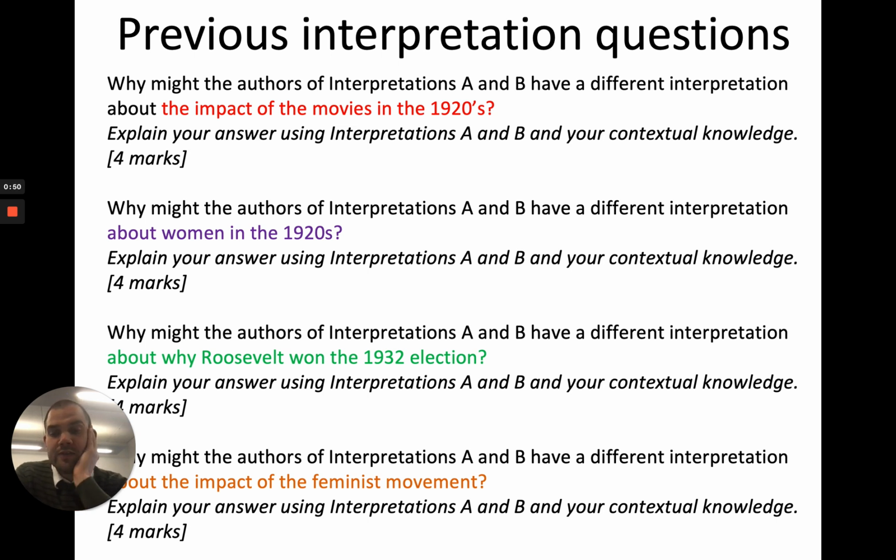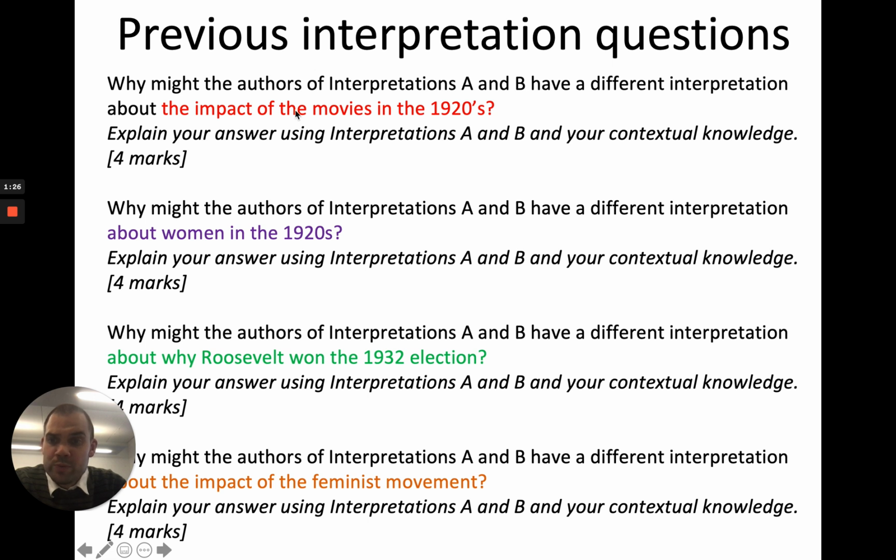The structure of question 2 is always exactly identical. It's always: why might the authors of interpretations A and B have a different interpretation about something? Both interpretations will be about a specific issue and you have to explain why their interpretation of that thing is different. In this case, it's about why their interpretations about the impact of the movies in the 1920s are different. This one is about women in the 1920s. This one about why Roosevelt won the 1932 election. And this one about the impact of the feminist movement.